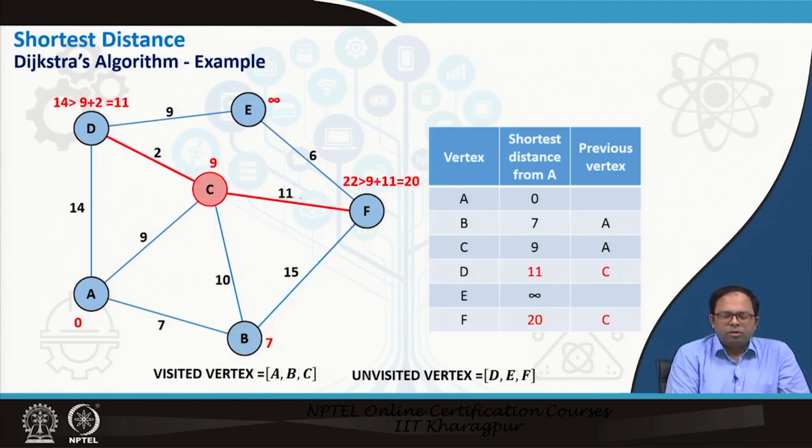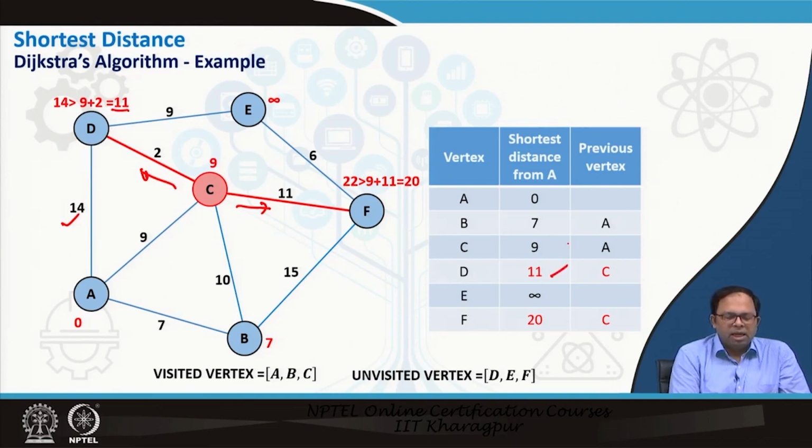So, from here there are 2 options, either we can go in this direction or in these 2 directions. So, this was 9, this was earlier chosen, this is now fixed. So, 9 plus 2, this is 11, which is lesser than 14, which was earlier estimated. So, we choose 11. So, we replace 14 with 11.